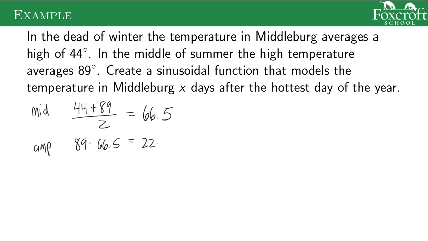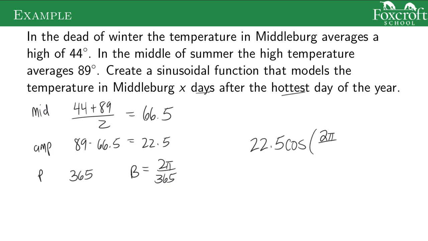22.5. And the period is based on days. So how many days does it take the temperature cycle to repeat? It takes a full year, which is 365 days. So my B value is 2 pi over 365. All right, so amplitude goes first. I want to start on the hottest day of the year. If I want to start at the peak, I'm going to start with my cosine graph. B goes in the parentheses with x. And the midline goes last.